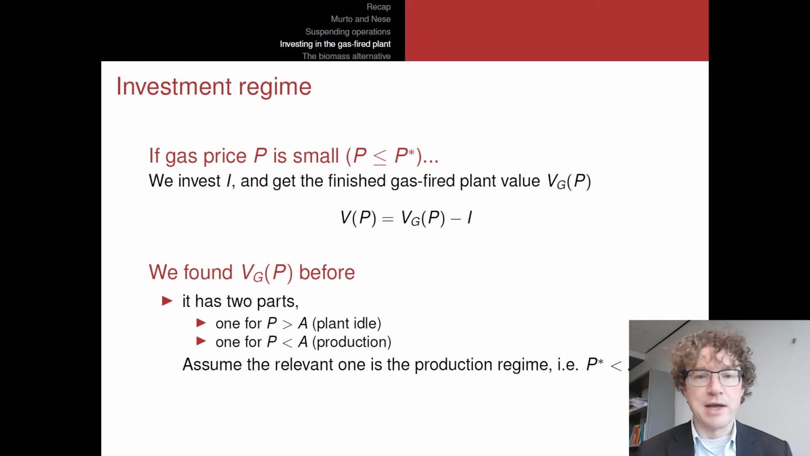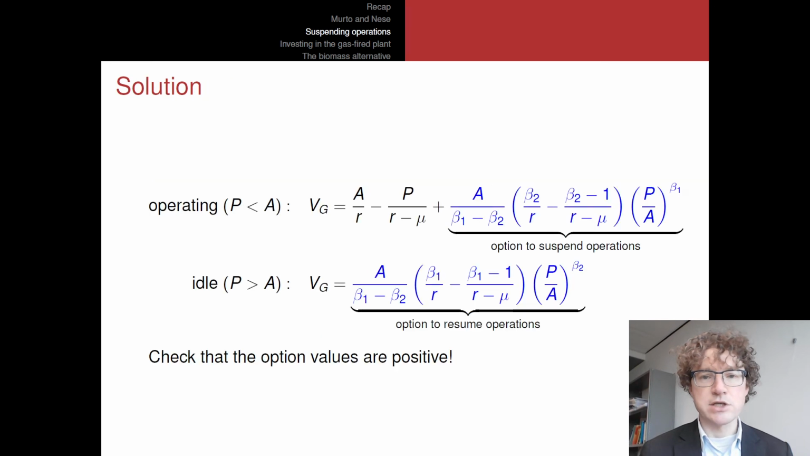So we know that if price is below P star, what we get is the value of a finished plant, of course, minus the investment cost that we incur from building this plant. So we know what VG is. It had these two parts. You remember, if P was bigger than A, the electricity price, it was the value that we get if the plant is idle, when operations are suspended. Whereas if the gas price is below the electricity price, we had this total value that we had in the production stage. So just to look back at those expressions, these were these.